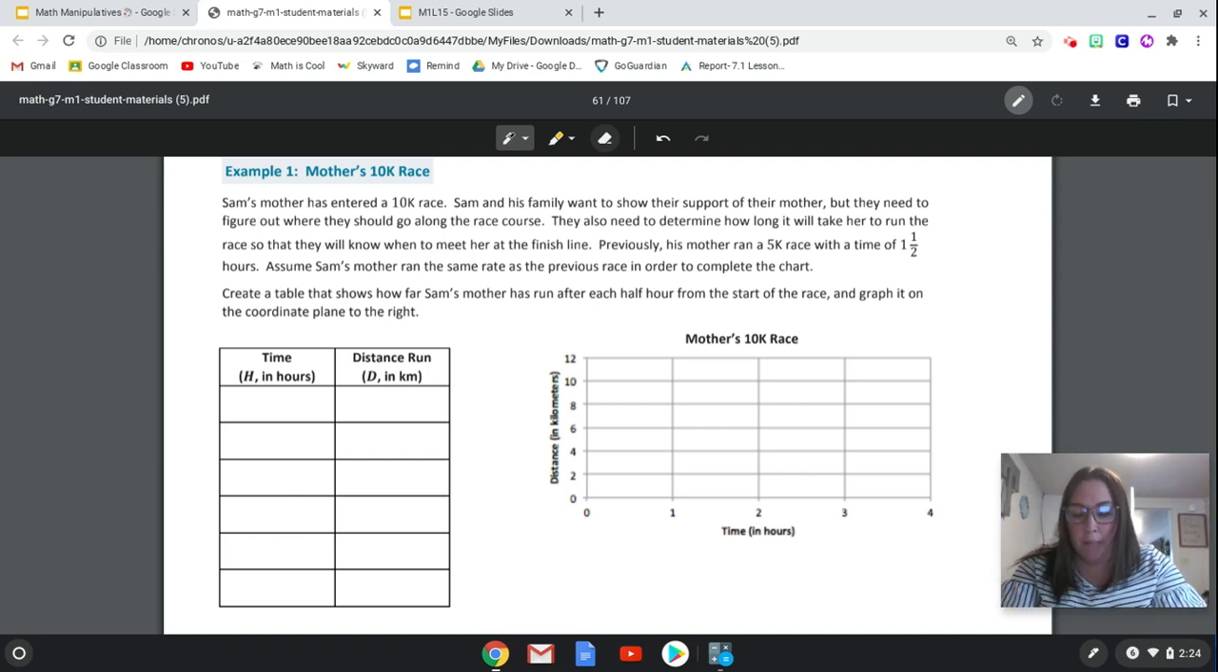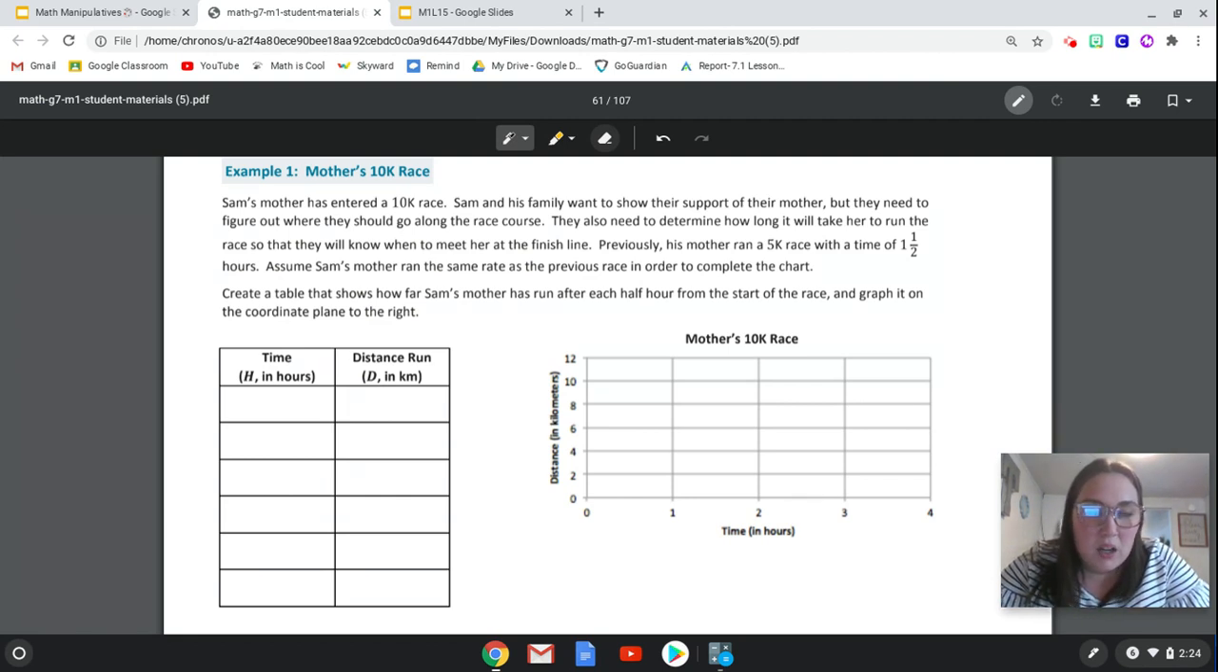Lesson 15 is all about equations of graphs with proportional relationships involving fractions. That just sounds scary. Okay, we can do it though. We can do it. First, we need to read this problem.